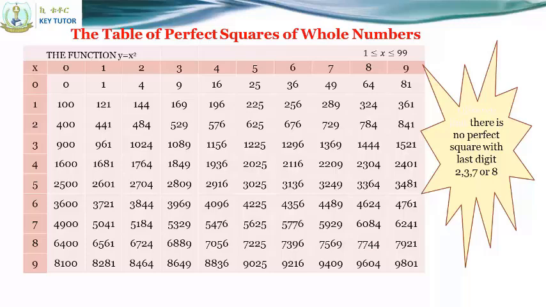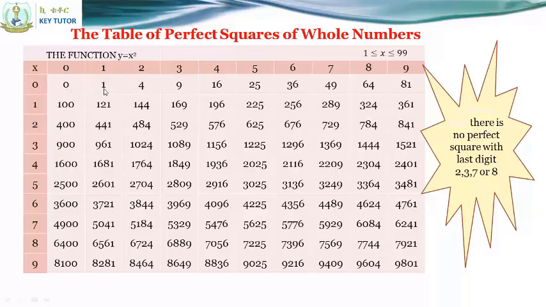A perfect square table for whole numbers. Our observation is going to focus on the numbers between 1 and 99 inclusive. First of all, let's see how this table is constructed. You have row headers 0 up to 9 and column headers 0 up to 9. This is different from an addition table or a multiplication table. This is simply a square table.